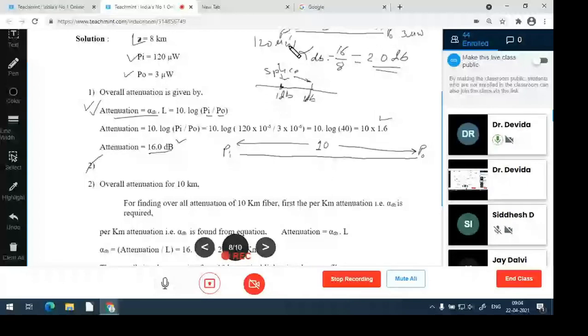Again, this splice process gives 1 dB loss. And similarly, if you want to make 10 kilometer fiber and each kilometer requires the splicing because we have only 1 kilometer fiber and we have to join one after other, one after other to make 10 kilometers. So how many? What is the answer? How many splices will be required?